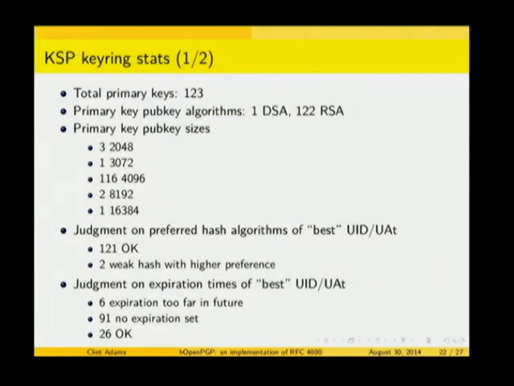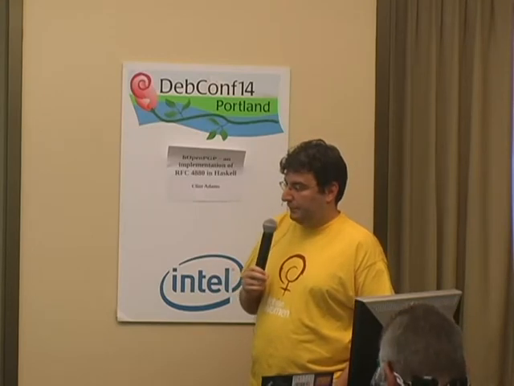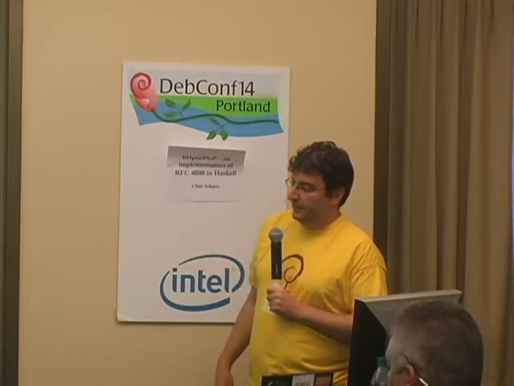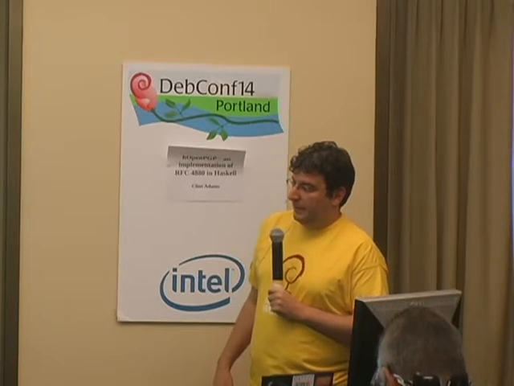So these should look a little more familiar if you read Debian Project. So there were 123 keys in the KSP keyring. One of them is DSA. Two of them are 8K. One of them is 16K. Two of them have what RiseUp considers a weak hash with a higher preference on the hash preferences subpacket. And there's still controversy about expiration times, but according to the guidelines, this is how they stack up.